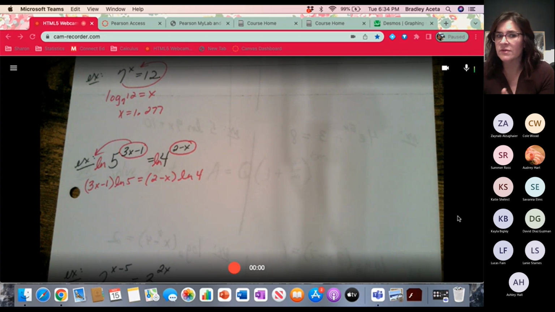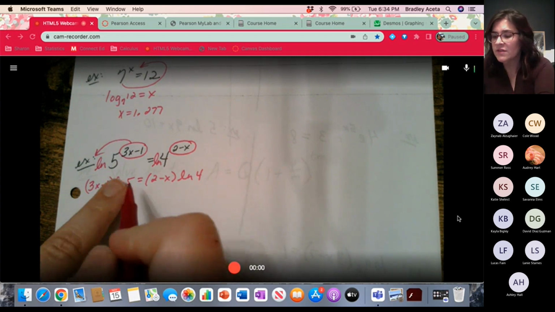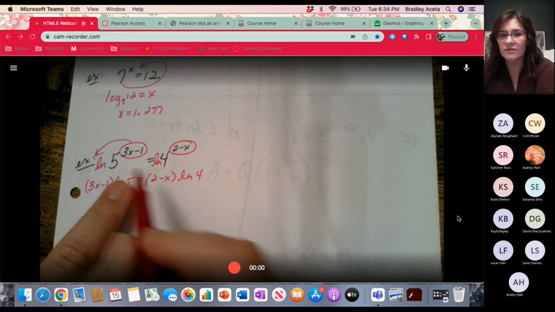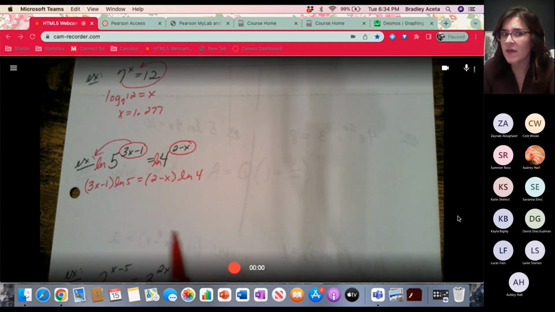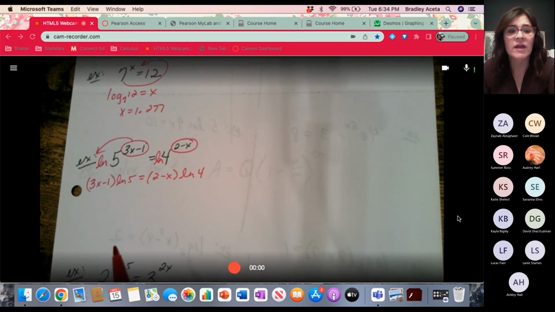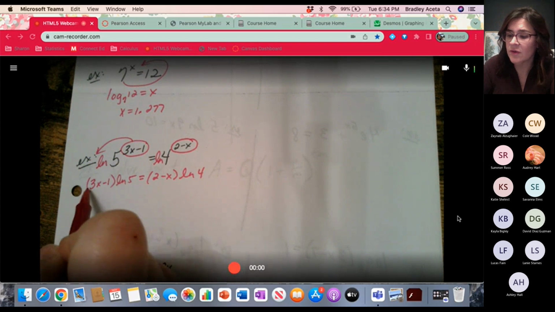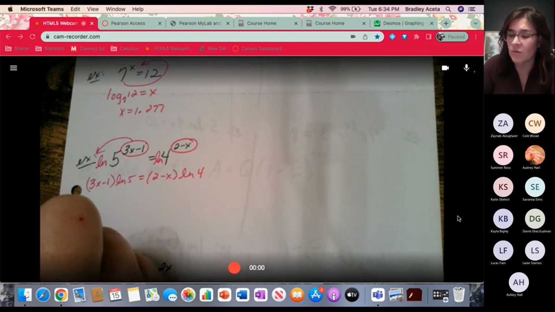Now, ln of 5 is a number in your calculator. And what do you do with numbers? Well, you just distribute them. If this was just a 5, you would distribute the 5. If this was just a 4, you would distribute the 4. You're going to do the same with ln. And it's going to look messy, but it will get you the right answer. So I'm going to distribute ln 5 to each one of these. And watch how I write it.